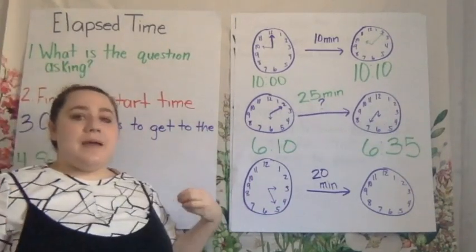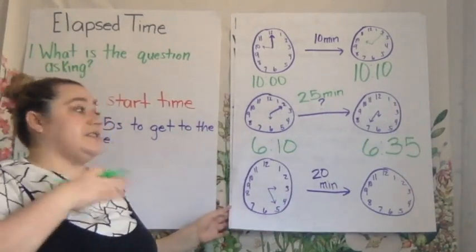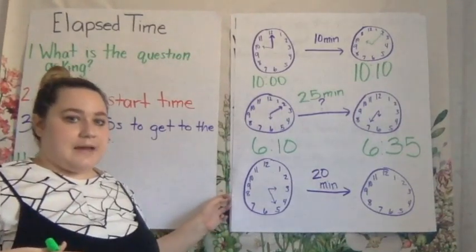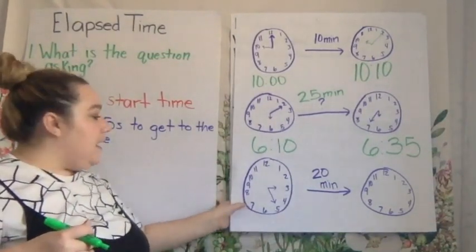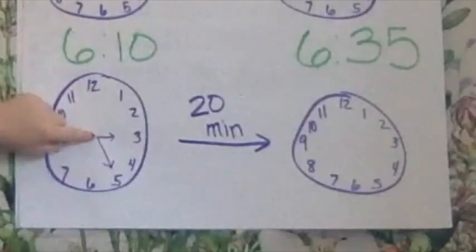Good. Now I'm at my last one that looks like this. We're going to move on to story problems next. This one, it says it is, okay, 3.